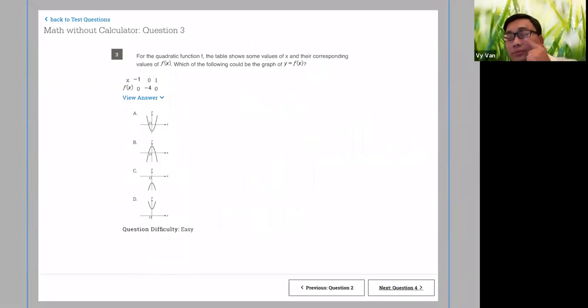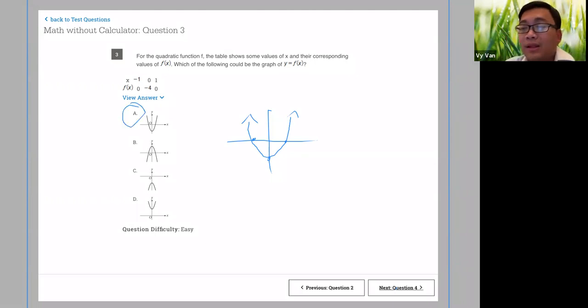Number 3. This is also an easy question. The best way to do this is to plot the points and see which one matches your plots. Here they give you when x is -1, y is 0. When x is 0, y is -4. And when x is 1, y is 0. And obviously the graph looks like this. This is a quadratic function, a parabola. The answer is A for number 3.